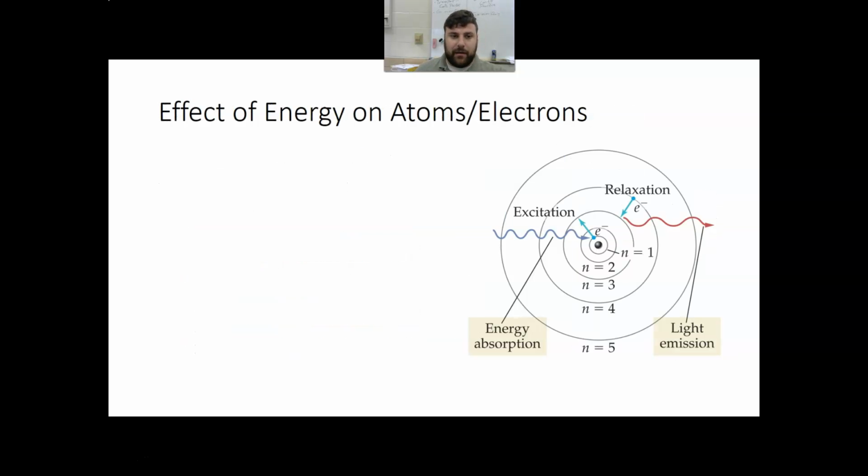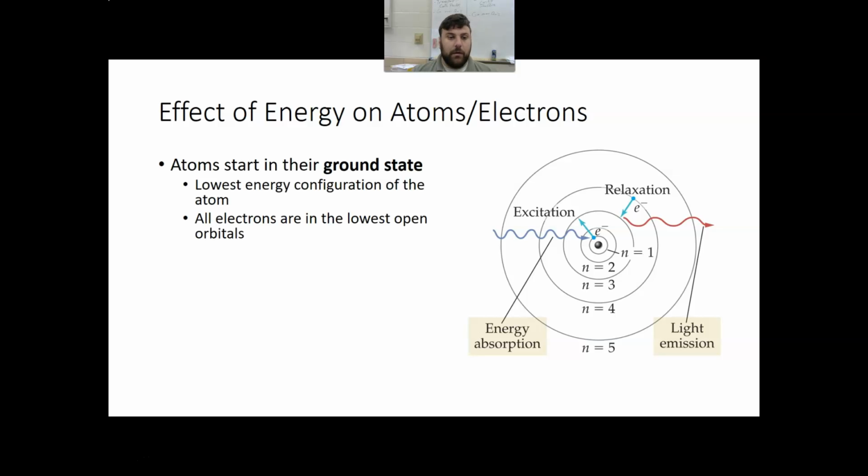So what is the effect of energy on atoms and their electrons? Well, we looked at this diagram that I currently have on screen. We've looked at it before. This is one of the initial Bohr models. Remember that atoms will start in a ground state, their lowest energy configuration. All the electrons are in the lowest open orbitals that they can be.